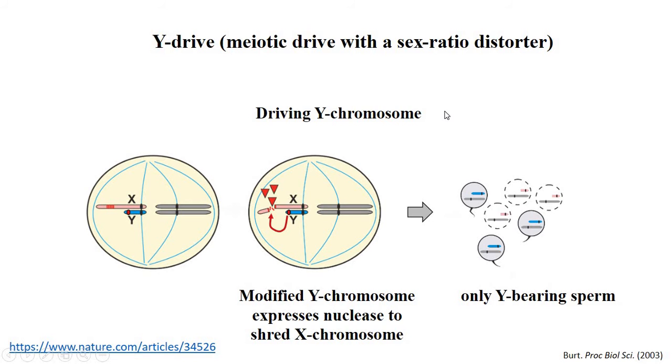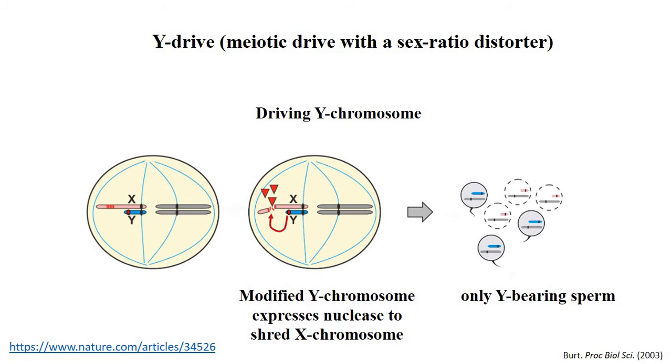This is used as a tool here, driving Y chromosomes using these meiotic drive sex distorters, in a way that can modify the Y chromosome to express these nucleases to shred the X chromosome. Now, this Y chromosome has this nuclease. This specifically breaks down the X chromosome.